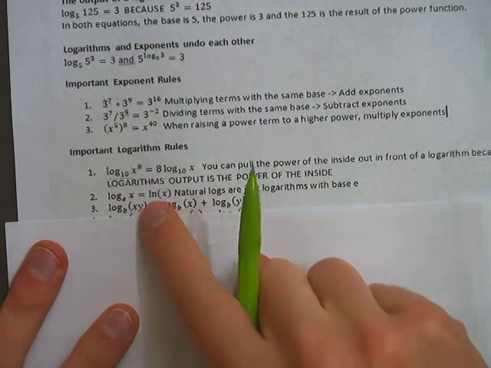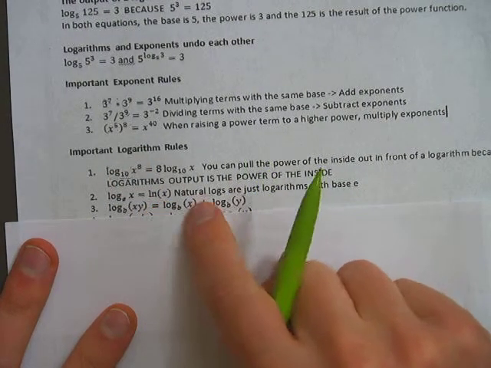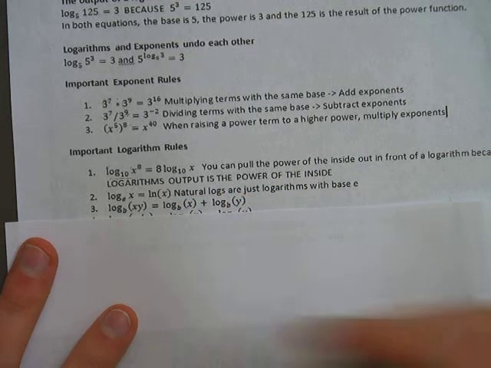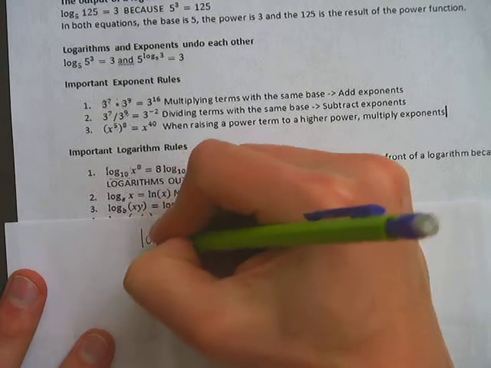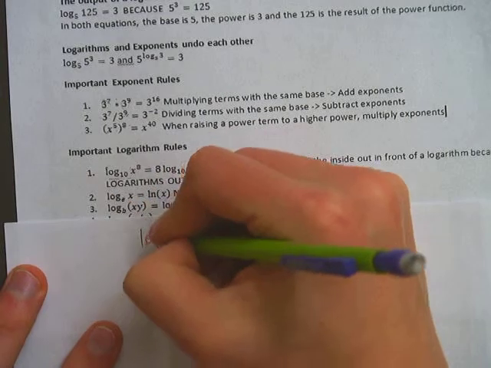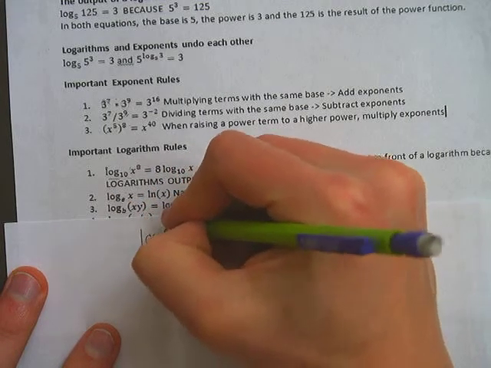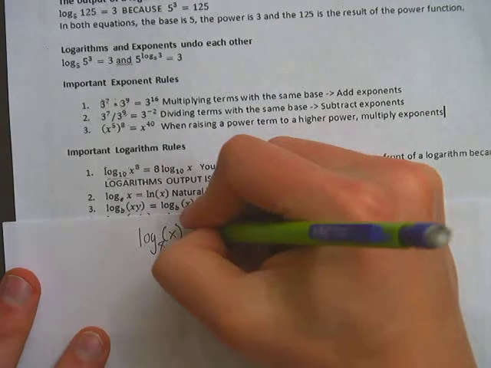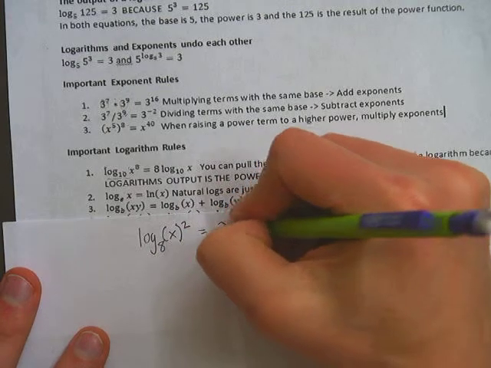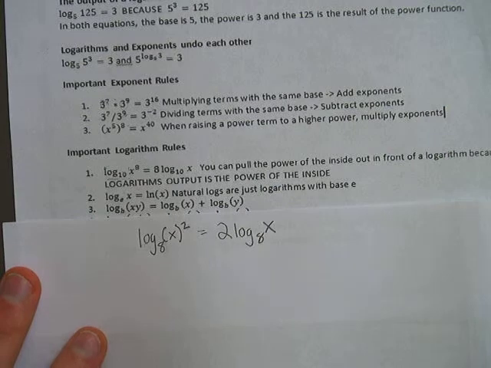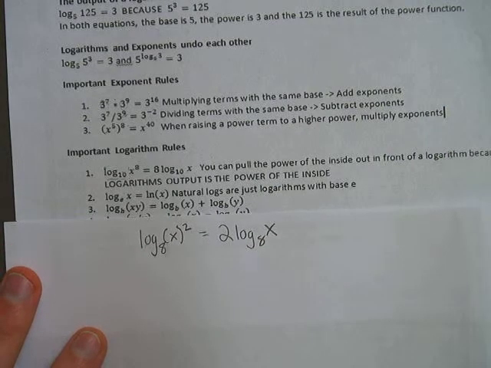When we multiply things together inside, we can just split it into two logarithms that are added together on the outside. So let's think back to an example like log base 8 of x squared. I did this one because we have another way of doing this. We can just pull the 2 out in front. So let's do that the first time: 2 times log base 8 of x.